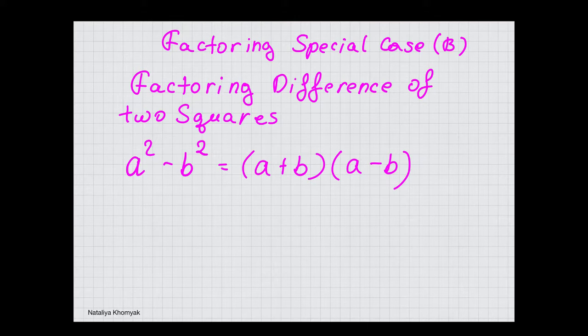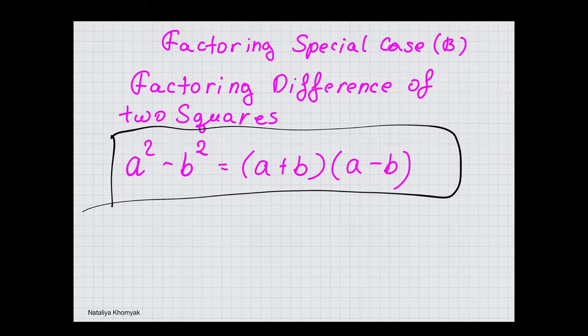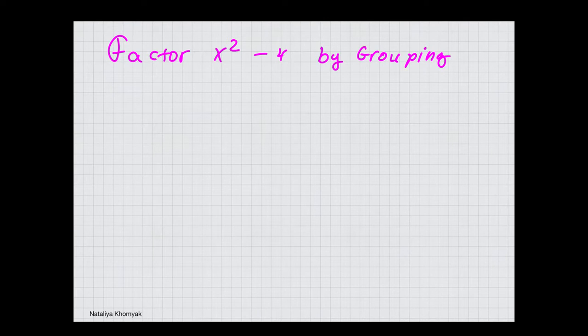In this video, we will talk about factoring difference of two squares. And this is one of those formulas that you should memorize because you will come across it in many mathematics courses. So a squared minus b squared can be factored into a plus b times a minus b. This is difference of two squares.